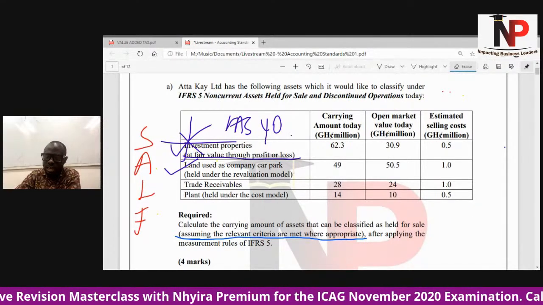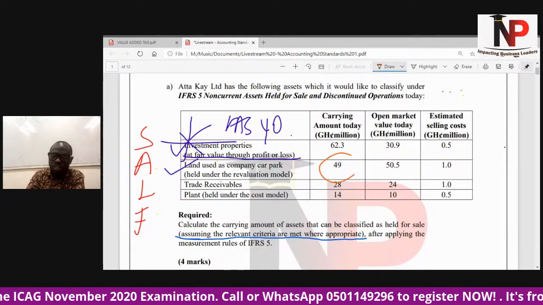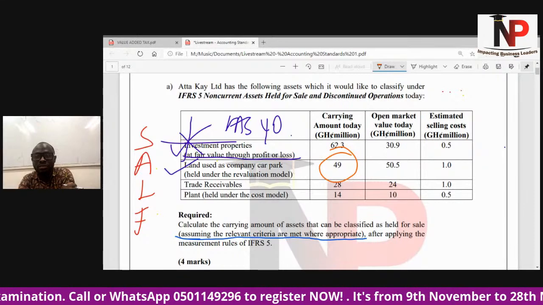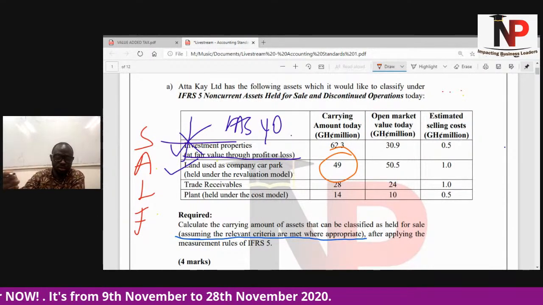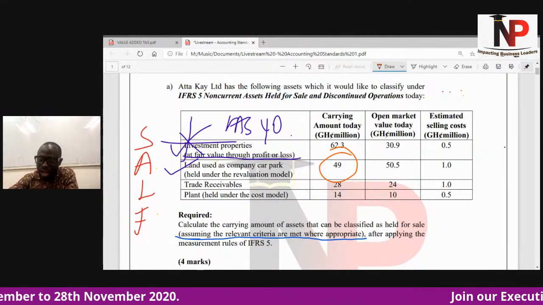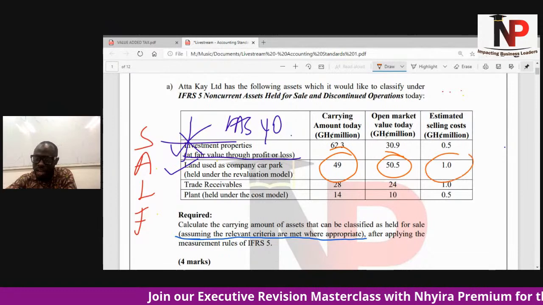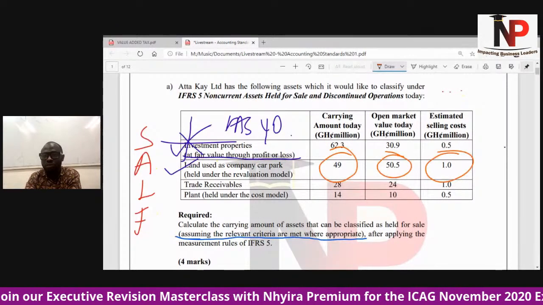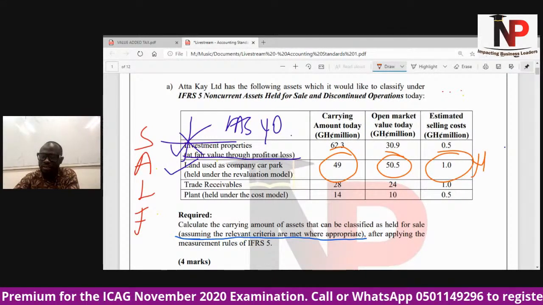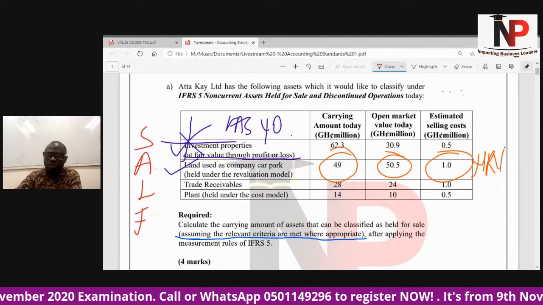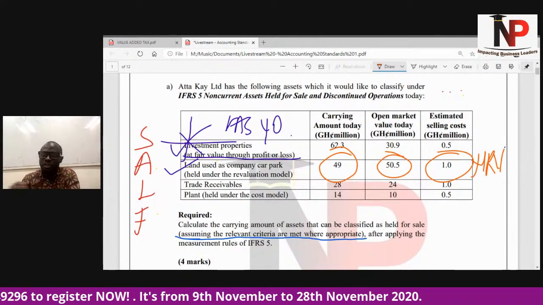So in that case, we see the carrying amount already given to us as 49 million Ghana cedis. Then we see the fair value here as 50.5, and the estimated cost to sell at 1 million. We subtract that, and the difference will give us the net realizable value. So 50.5 minus 1 will give us 49.5.